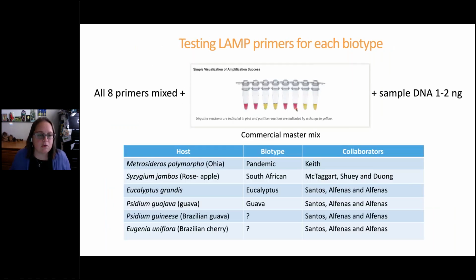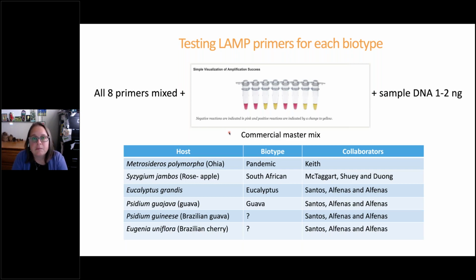So this is showing basically you'd put in all of your primers, right, with your reagents. You'd put in some sample DNA, usually 1 to 2 nanograms, and then you'd get a colorimetric response. So basically, negative reactions are pink, whereas positive reactions turn yellow. And so this is sort of the ideal system that we have.